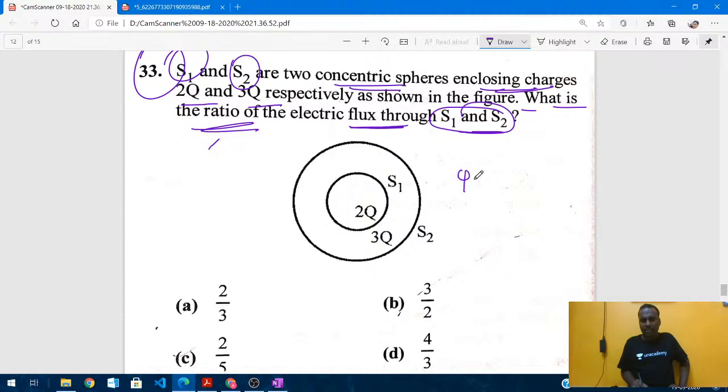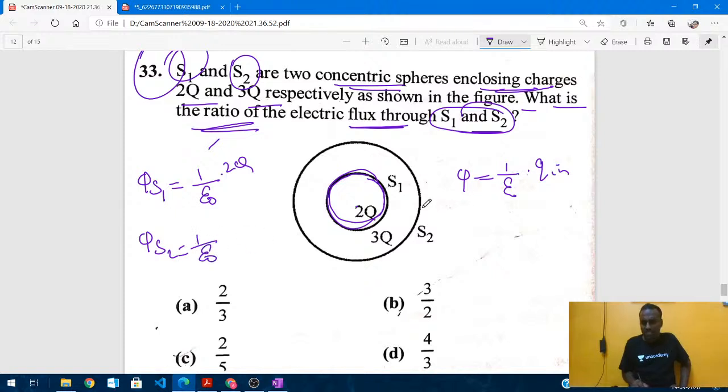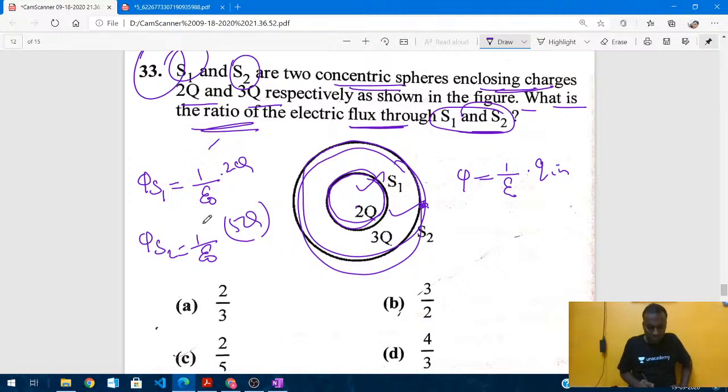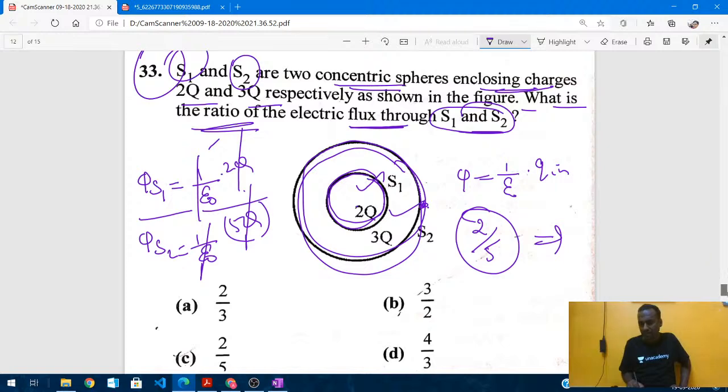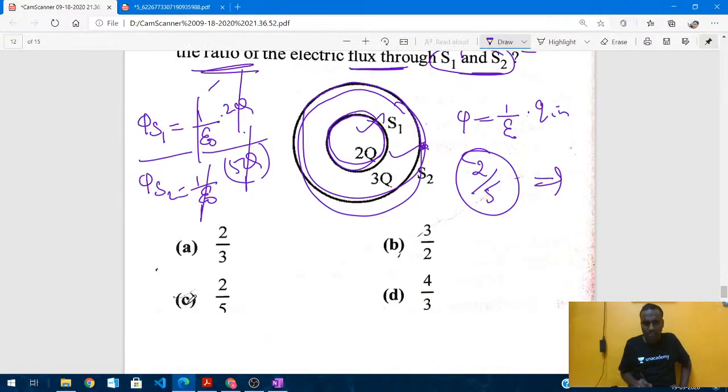See here, students, electric flux is nothing but 1 by epsilon naught times the charge enclosed within the surface. Flux through S1 is 1 by epsilon naught times the charge present, 2q. Similarly, flux through S2 is 1 by epsilon naught times the total charge inside, 2q plus 3q, that is 5q. So the ratio is 2q by 5q; 1 by epsilon naught gets cancelled, q gets cancelled. We get 2 by 5 as the answer. Yes, students. So 2 by 5, option C is the answer.